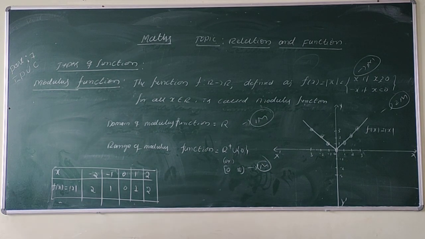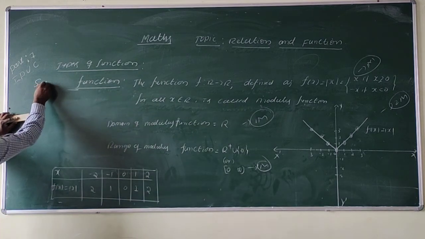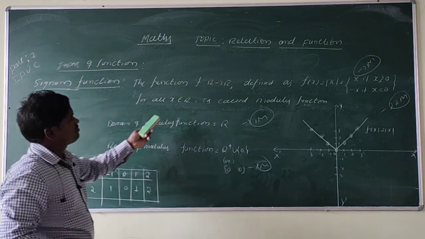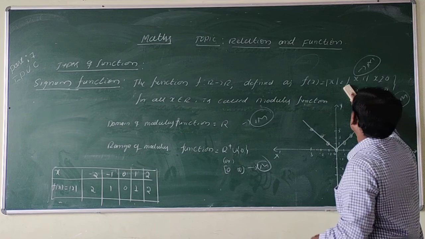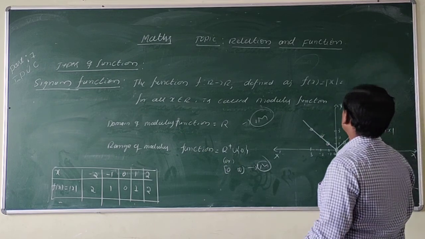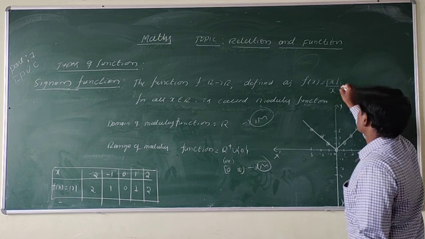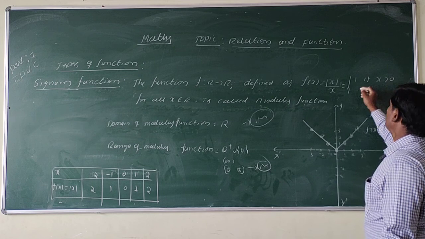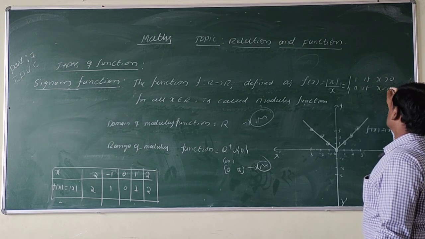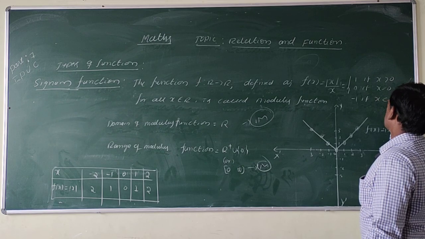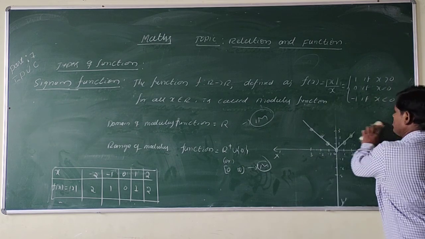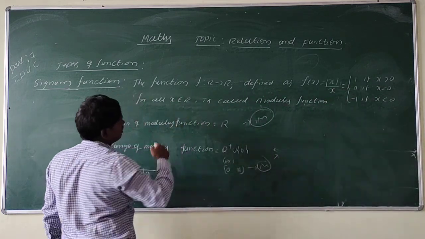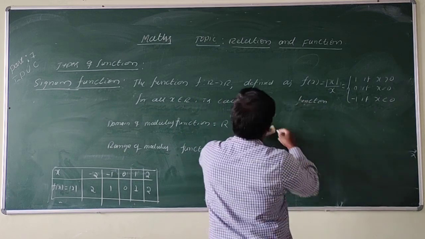Next is the signum function. The function f is a mapping from R to R defined as f of x is equal to mod x divided by x, that is 1 if x is greater than 0, 0 if x is equal to 0, and minus 1 if x is less than 0, for all x belongs to R. It is called the signum function.